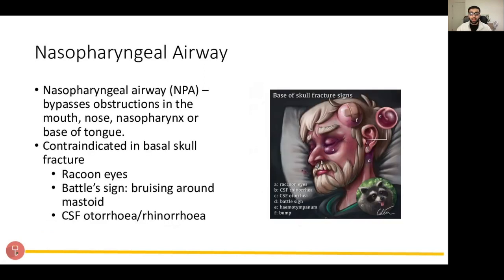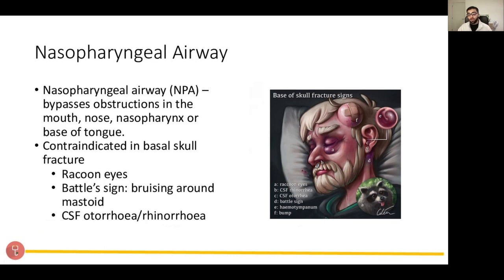One really important thing to note, though, is that there are some important contraindications to putting in an NPA, and this is a basal skull fracture. This is shown by a number of different signs, such as raccoon eyes, as you can see by A, Battle signs, so that's bruising around the back of the ear, the mastoid process, and any leak of CSF from the nose or from the ears.